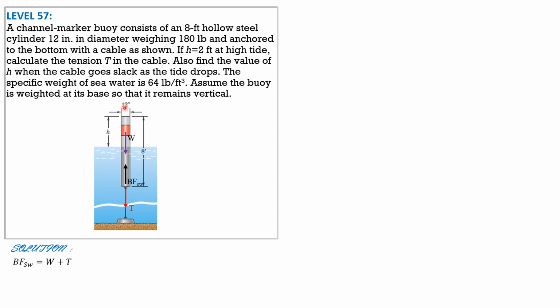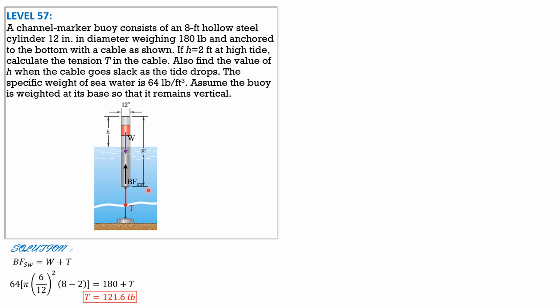Volume submerged is pi times (6 over 12) squared, 6 inches over 12 to convert to feet to be consistent with the unit, times 6 feet, where 6 feet is 8 minus h, and h is 2 feet in this condition. Then weight is 180 pounds, then we can solve for T. So 64 times pi (6 over 12) squared times 6 feet equals 180 plus tension. From there we can solve for the tension, 11.6 pounds.